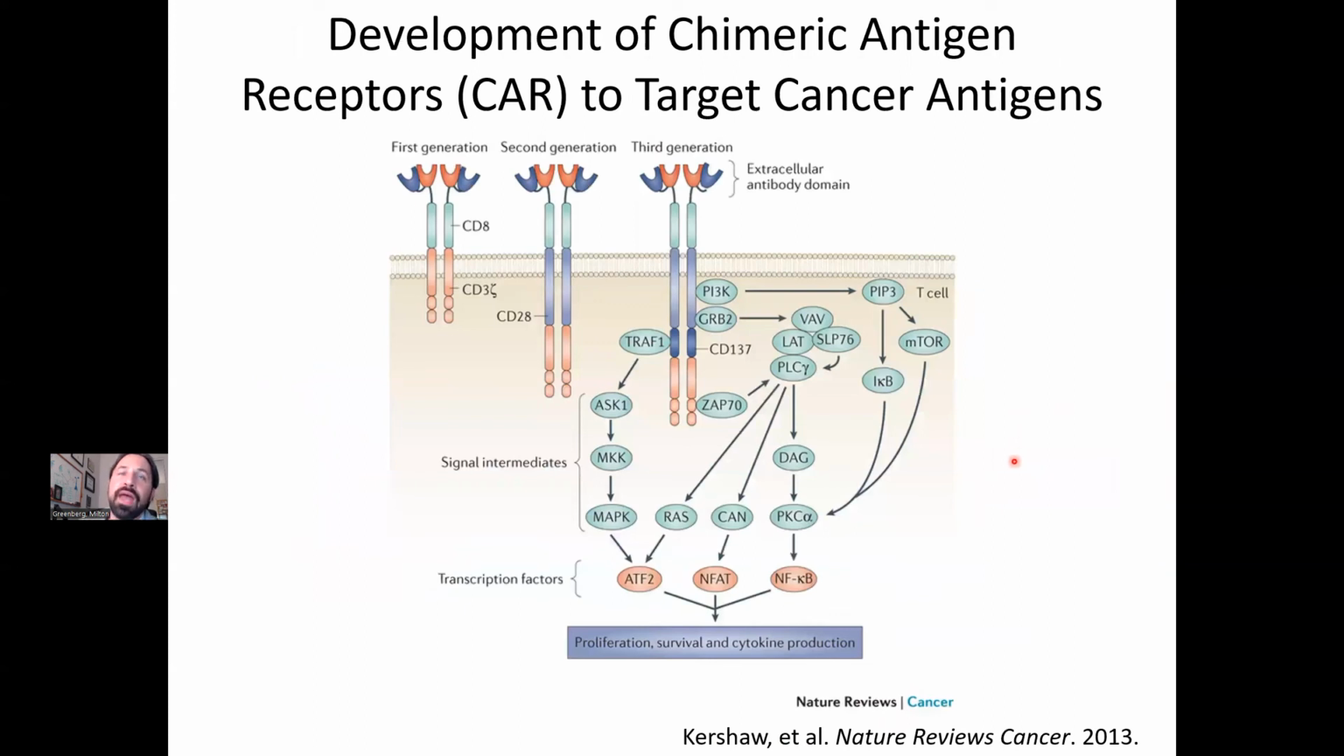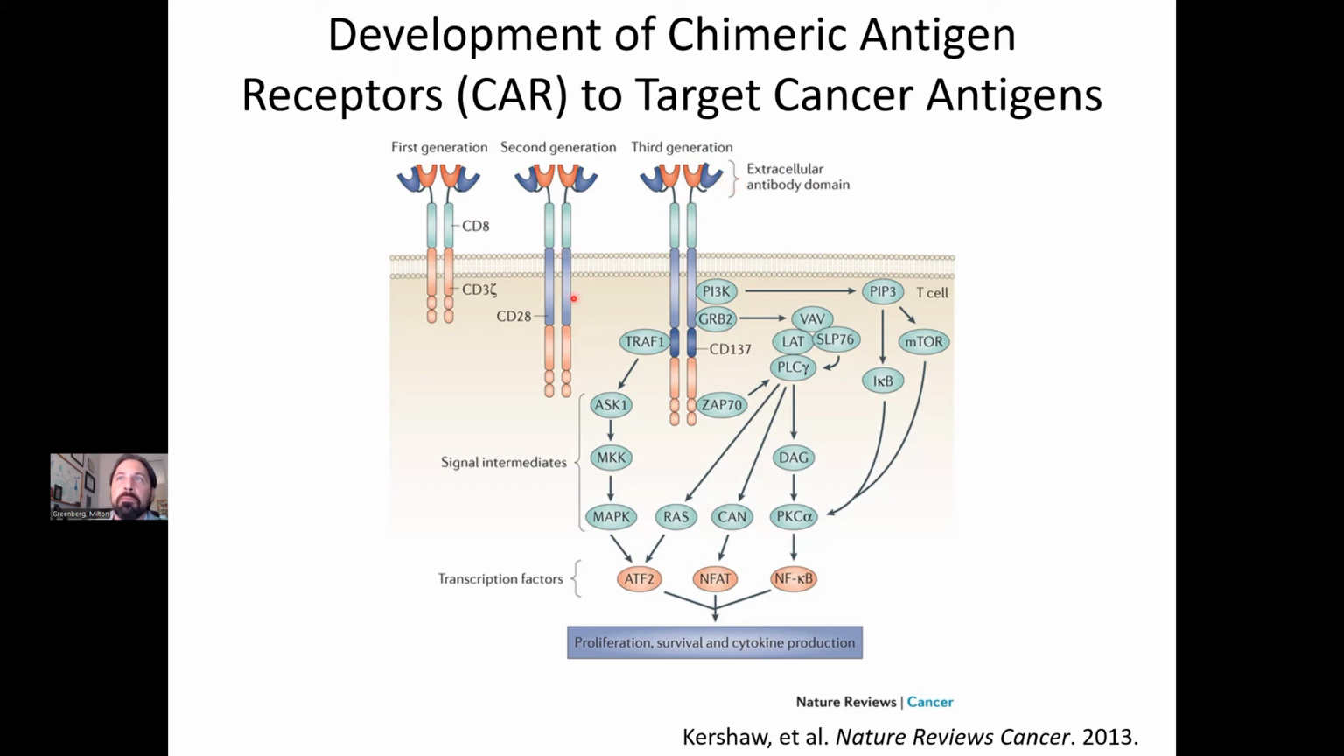So with that, now let's take a little pivot through our immuno-oncology and talk about the development of chimeric antigen receptors to target cancer antigens. In this case, and I'll go through this in more detail in a subsequent lecture, essentially what we have here are these chimeric antigen receptors. So these are not natural receptors. These are receptors that have been made in a lab.